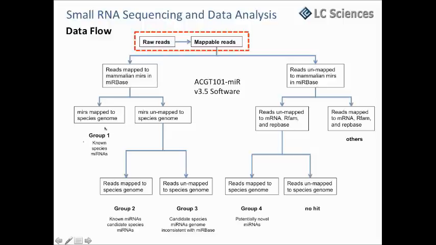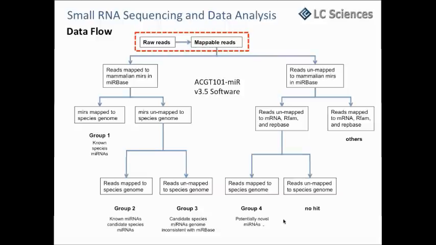Group number 1, of course, is the known microRNAs that you can map to miRBase. Then other potential candidate microRNAs that map to other species. And then, of course, number 4 here is the most interesting one, typically, when you want to do discovery. These are potentially novel microRNAs that haven't been described for any species yet.